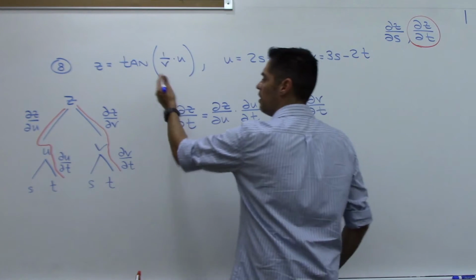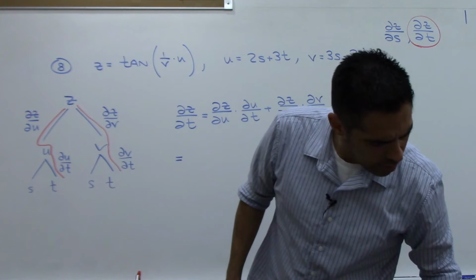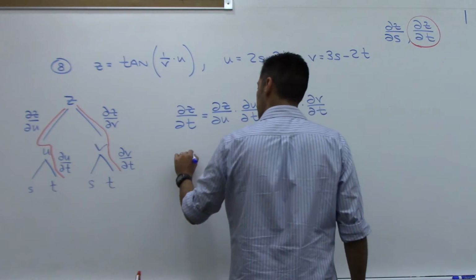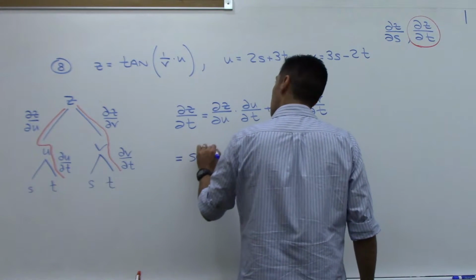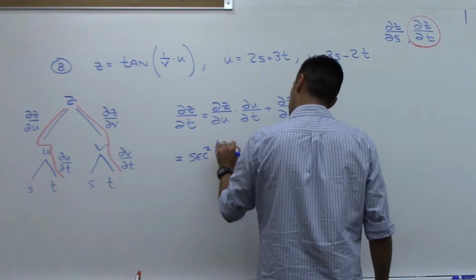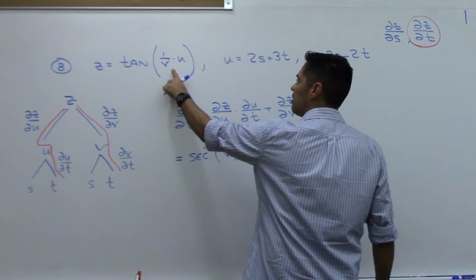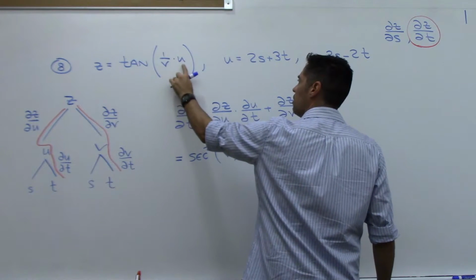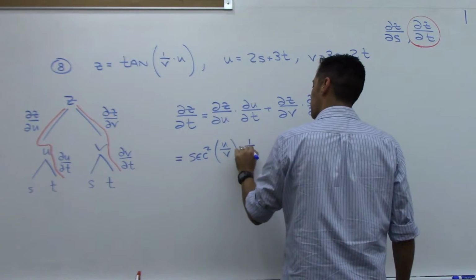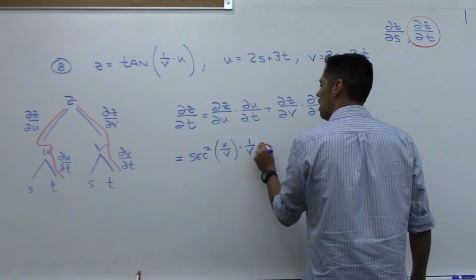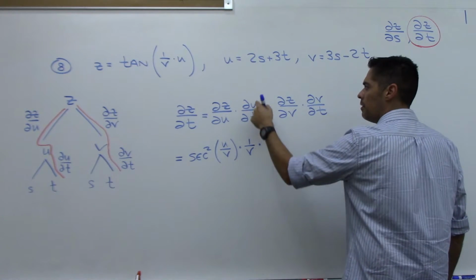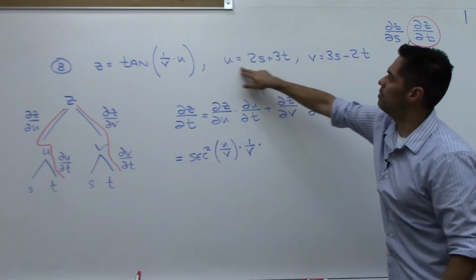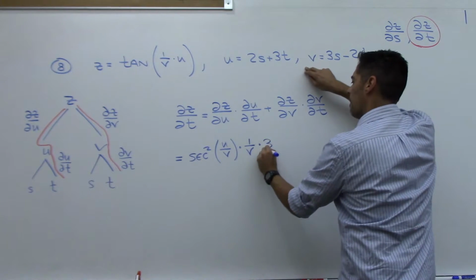So first of all, derivative of tangent, was it tangent or arctangent? Tangent. Derivative of tangent of something is secant squared of that something, u over v, times derivative of the inside with respect to u, which means that this is a constant, times u, derivative of that is just a constant, 1 over v. Okay, times, now derivative of u with respect to t. So derivative of this with respect to t is just 3.